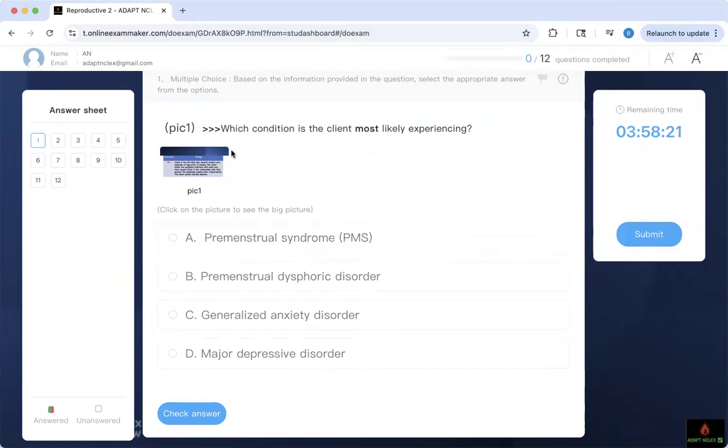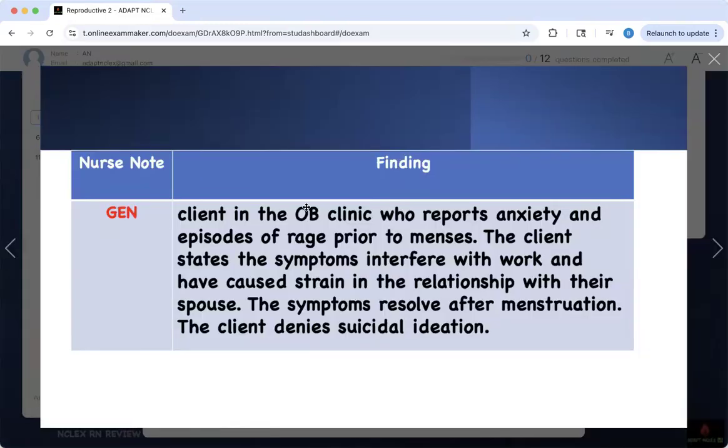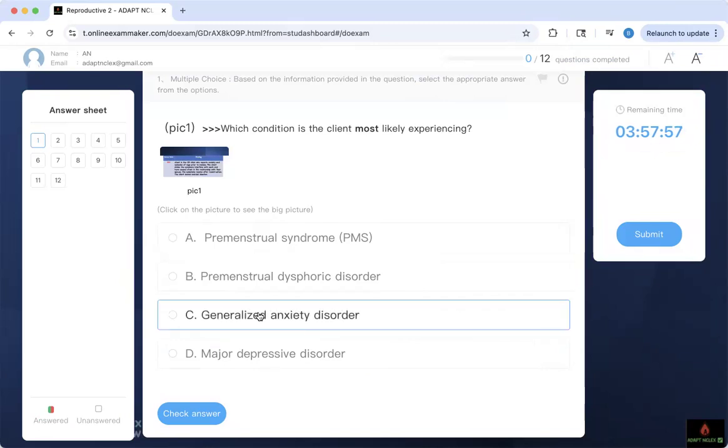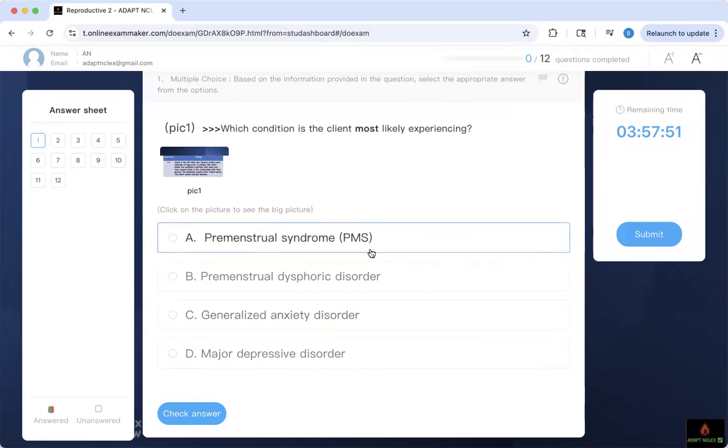But I can tell you, we have a patient with signs of what? Depression, anxiety, rage. These are all mood disorders before they have their menses. And it's also affecting their lifestyle, relationship at work and at home. But this goes away right away. It can be major depressive disorder. This is associated with what? Their menses. It cannot be generalized anxiety, even though I have an anxiety associated with menses. Now you're left with this.